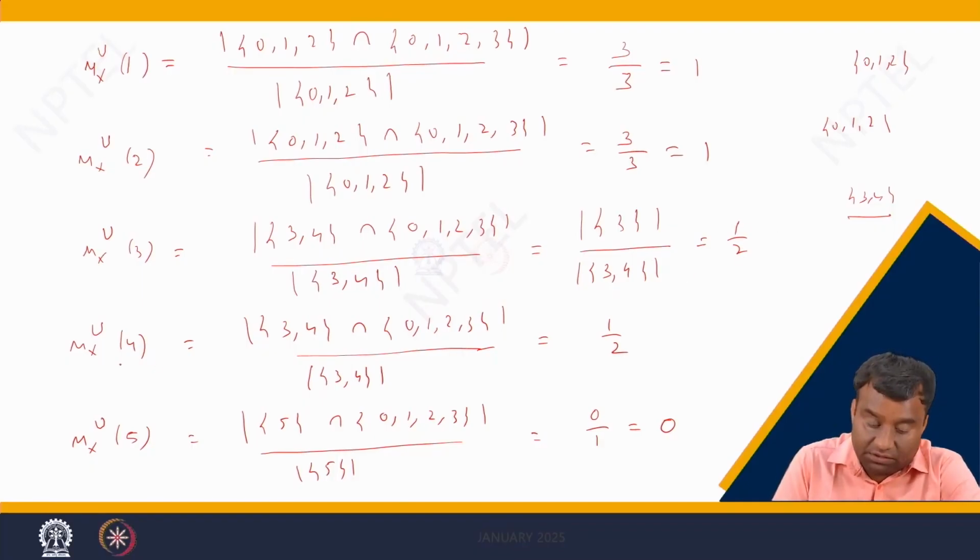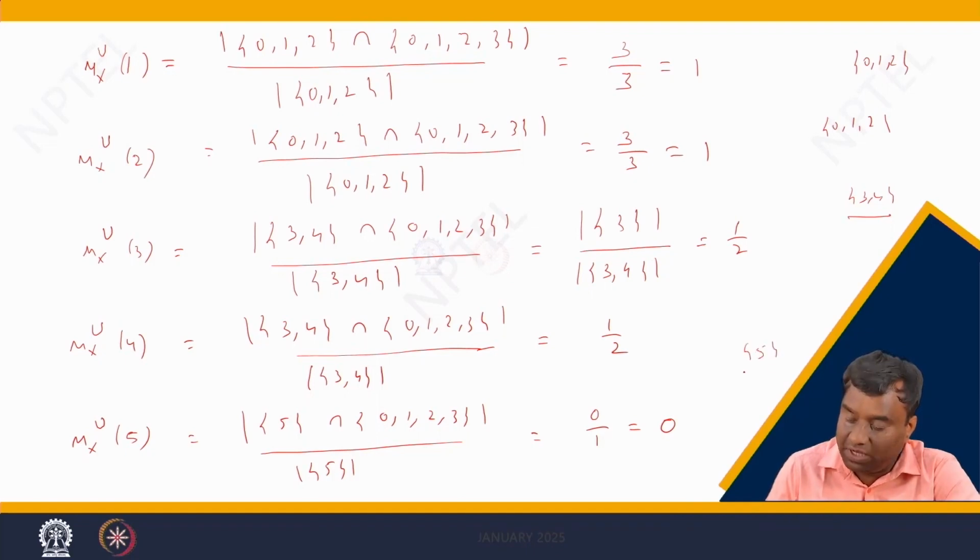Similarly, the equivalence class of 4 is {3, 4}. So the rough membership function is the cardinal number of {3, 4} intersection {0, 1, 2, 3}. So 3 is the number, so that is 1. Cardinal, and cardinal number of {3, 4} is 2, so 1 by 2. So another object is 5. So the equivalence class for 5 is {5}. So here the intersection is the null set, cardinal number is 0, and that over 1, so it is 0 by 1, which is 0.